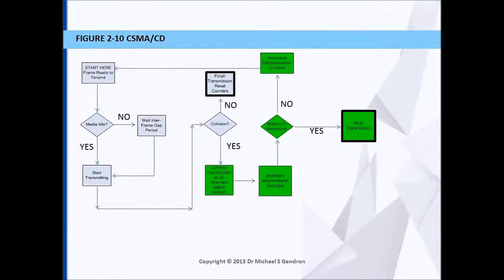If maximum retransmission has not been reached, but we have had a collision, then the retransmission counters are incremented, and we go back to the CSMA procedure where we begin to transmit the frame again and go through the entire process, attempting to resend the frame over the network.